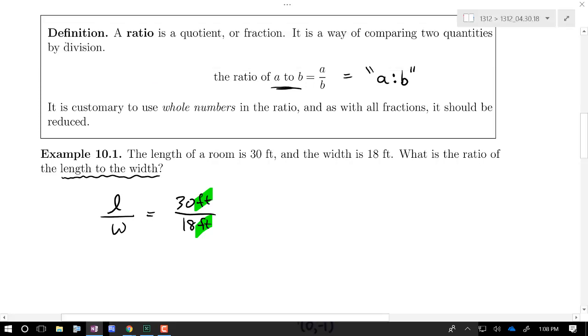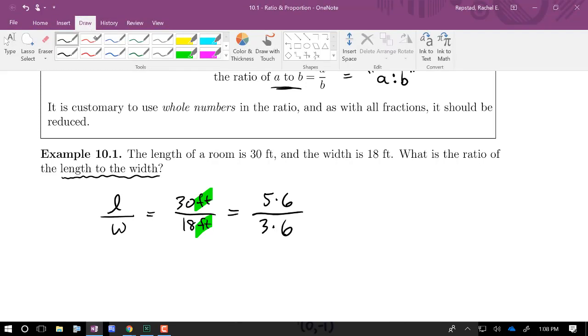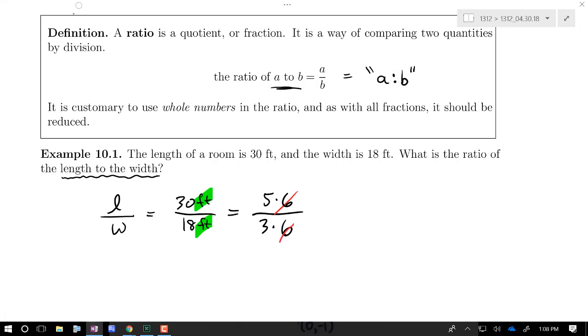Because when you find a ratio, the ratio will have no units attached to it at all. Notice the feet cancel, right? So it's just 30 over 18, and then we just reduce. So like, let's see, 30 is 5 times 6, and 18 is 3 times 6. So we could cancel. So we would say that ratio is 5 to 3. Not so bad. It's not a trig equation, guys. I'm not asking you to prove an identity.